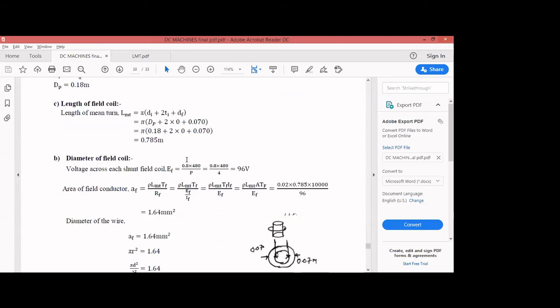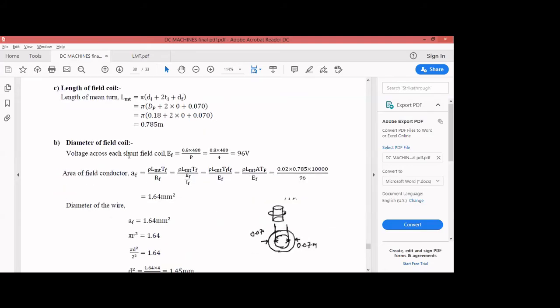Okay, now calculate here. EF, the voltage across each shunt field coil. EF is equal to what? 20% gone means remaining only 0.8. 0.8 into 480 divided by P. So 0.8 into 480 divided by 4, 96 volt. So 96 volt is available across each shunt field coil.